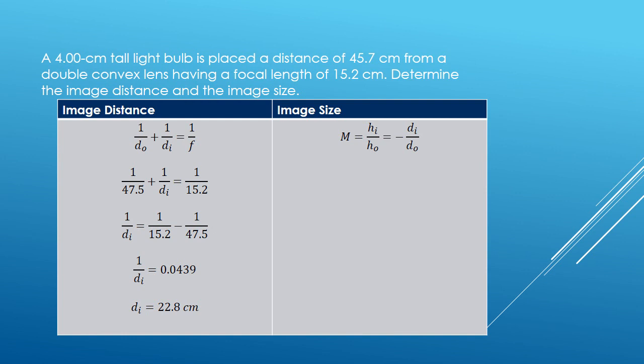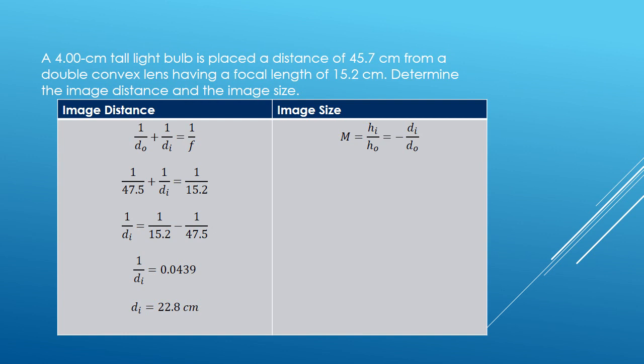And just like when we had equivalent resistances for parallel circuits, we have to take 1 over, or flip, that final answer. So we get the distance to the image is in fact 22.8 centimeters. Because that's positive, I know that my image will form on the opposite side of the lens as my original object, and so it will in fact be a real image.